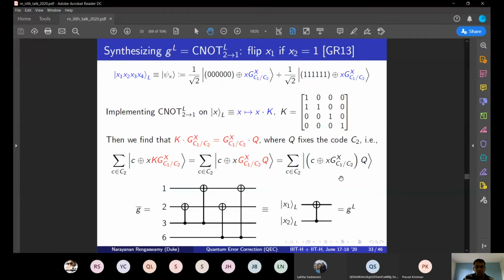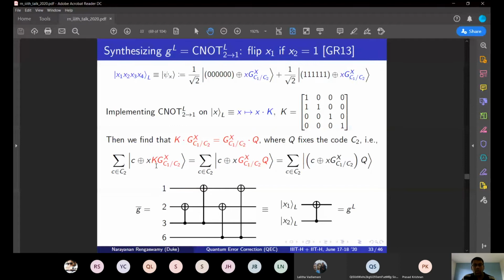So once Q is an automorphism of the code C2, and it also preserves this coset structure, then you have basically shown here that using this Q, which you can act on the physical 6 qubits, you have effectively realized the operation x goes to x times k.